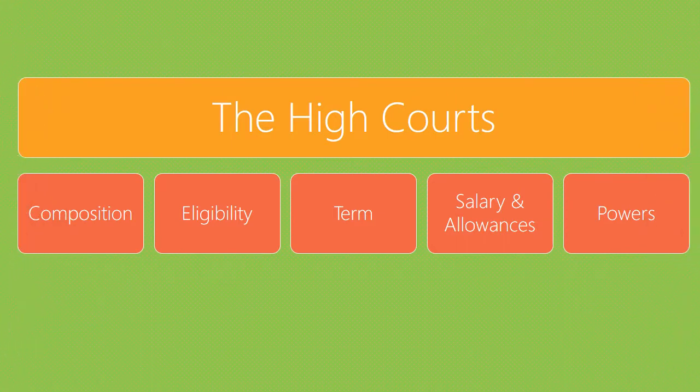Then in the high courts we have 5 categories, that is composition, eligibility, term, salary and allowances, and the high court's powers. The high court is the highest judicial body in the state. Some states and union territories share a common high court. For example, Kerala and Lakshadweep Islands share a common high court, the Kerala High Court. The National Capital Territory of Delhi has its own high court.